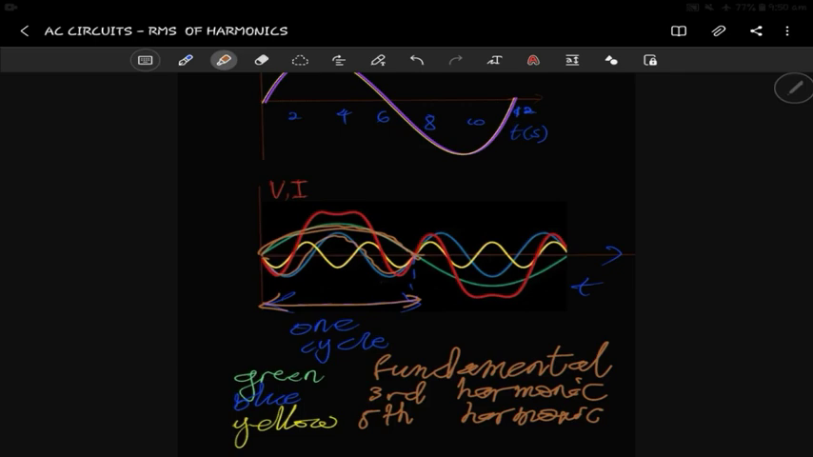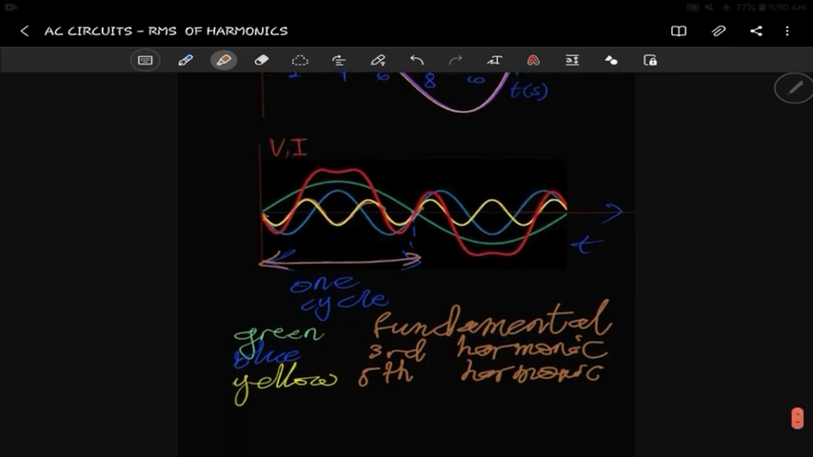So the yellow one, let's see how many times it will move within that same time period. That'll be 1, 2, 3, 4, 5. So that's the basic understanding for what I've been doing so far. We'll explain why we skipped some numbers. You'll be asking yourself why we don't see the first harmonic or second harmonic, or why you don't see the fourth harmonic. We'll explain that.